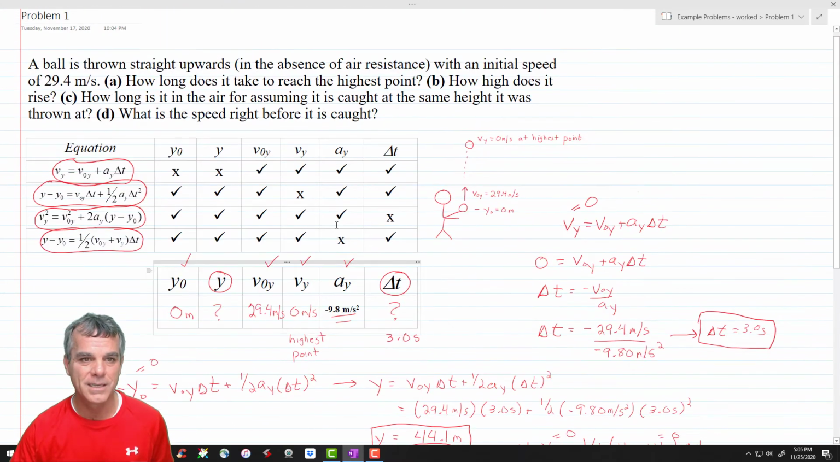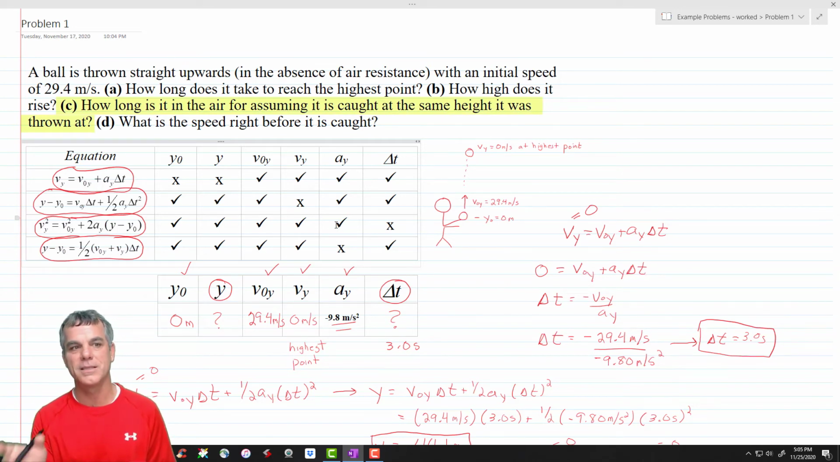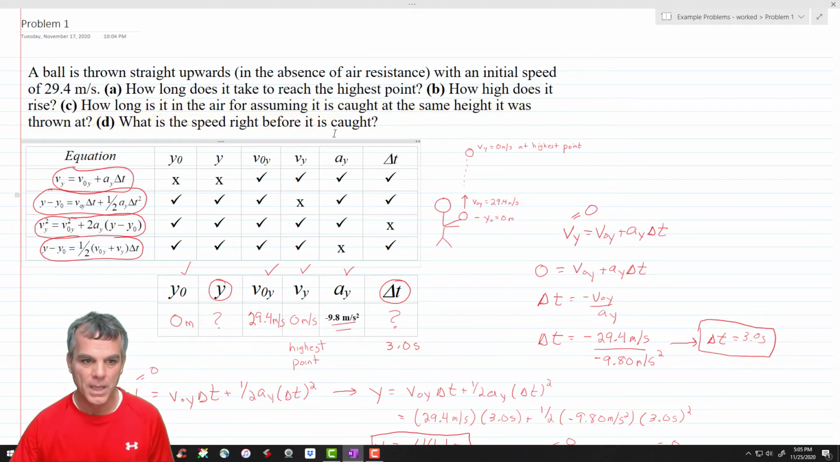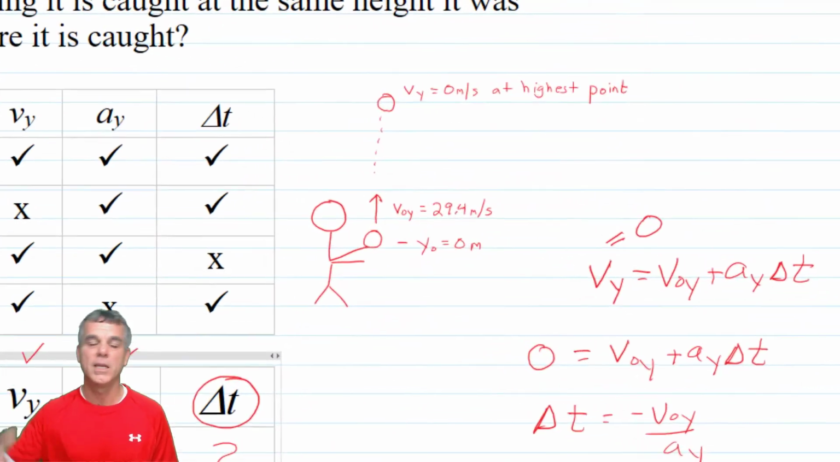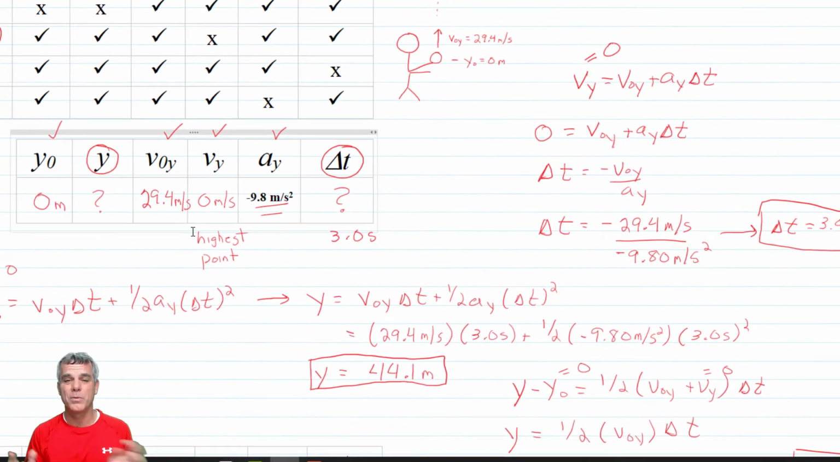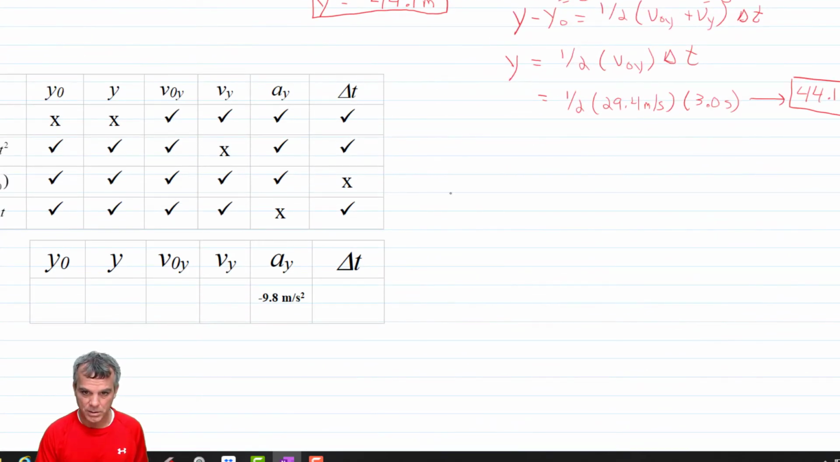Well, let's look at part C and D. How long is it in the air for, assuming it's caught at the same height it was thrown at? And then what is the speed right before it is caught? Now, I set my conditions to be Vy equals 0 meters per second, which means it ended up at the highest point when the velocity was 0. Well, for part C and D, I'm going to do it a little bit different. So again, we have an object which is being thrown straight up in the air with an initial velocity of 29.4 meters per second. It's going to rise to some highest point and then fall back down.